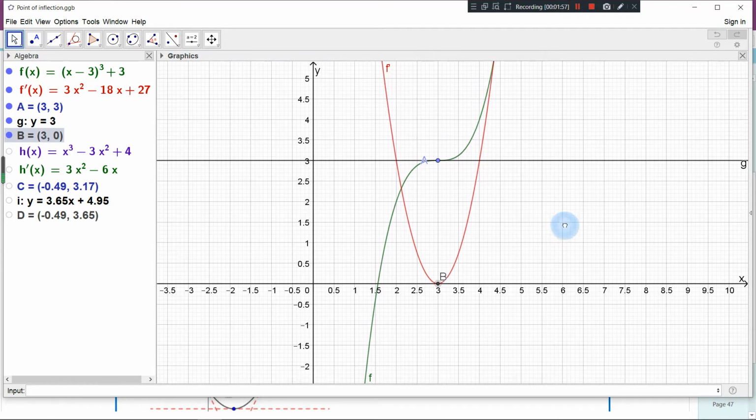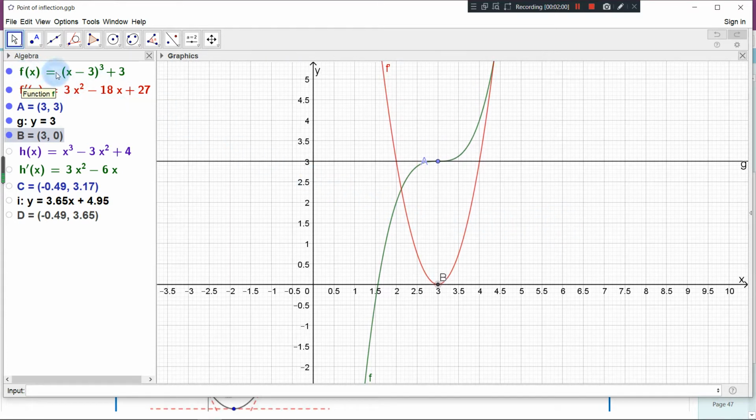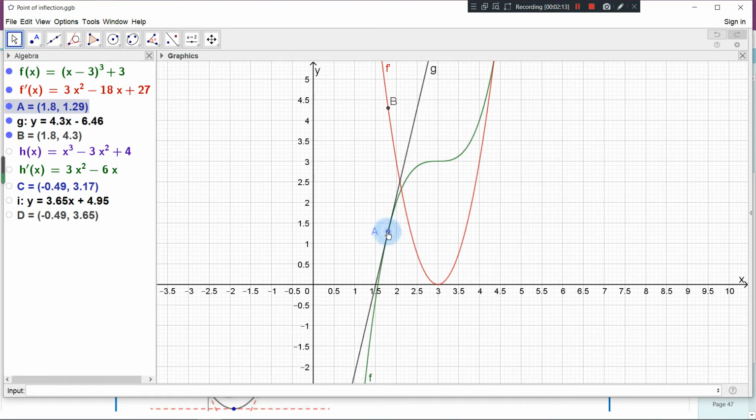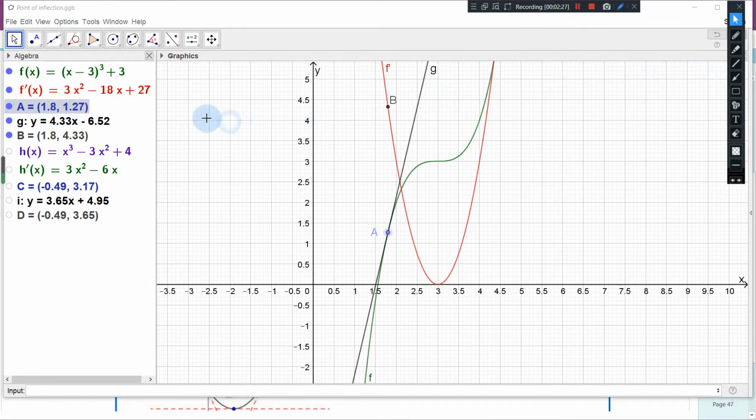Okay, now I have a graph here. f of x is equal to (x minus 3) raised to the power of 3 plus 3. Okay, this is a curve. So you will notice that the red color curve representing the gradient of the tangent. Or you can look at this. This is the gradient of the tangent. Let me show you that here. Okay, you can look at this value. This is the gradient of the tangent, or this value.